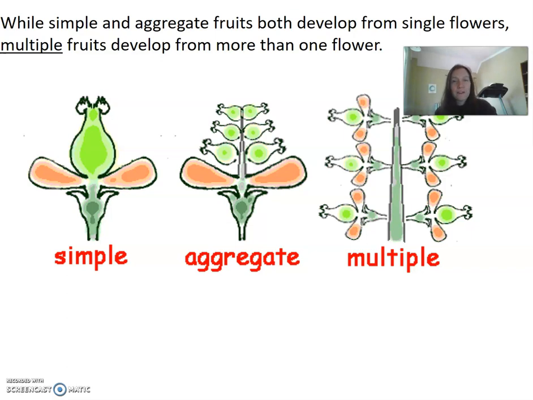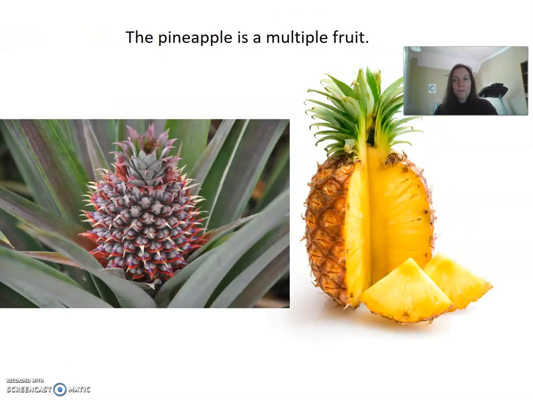So what kind of plants are multiple fruits? Well, pineapple is one example of a multiple fruit. We've got a pineapple in the greenhouse. It's probably looking a lot like that one on the left. Small pineapple growing right now. And then the mature pineapple on the right. And this is actually the result of multiple flowers along a stem.